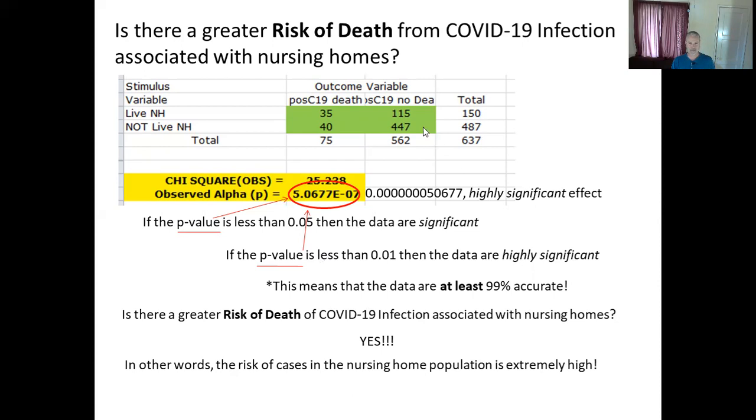Look at the values here: 35 deaths and 115 survival versus 40 deaths and 447 surviving. So there's a big difference here. Living in the nursing home with a COVID-19 positive test had a higher significance with respect to death. So that was the first question.